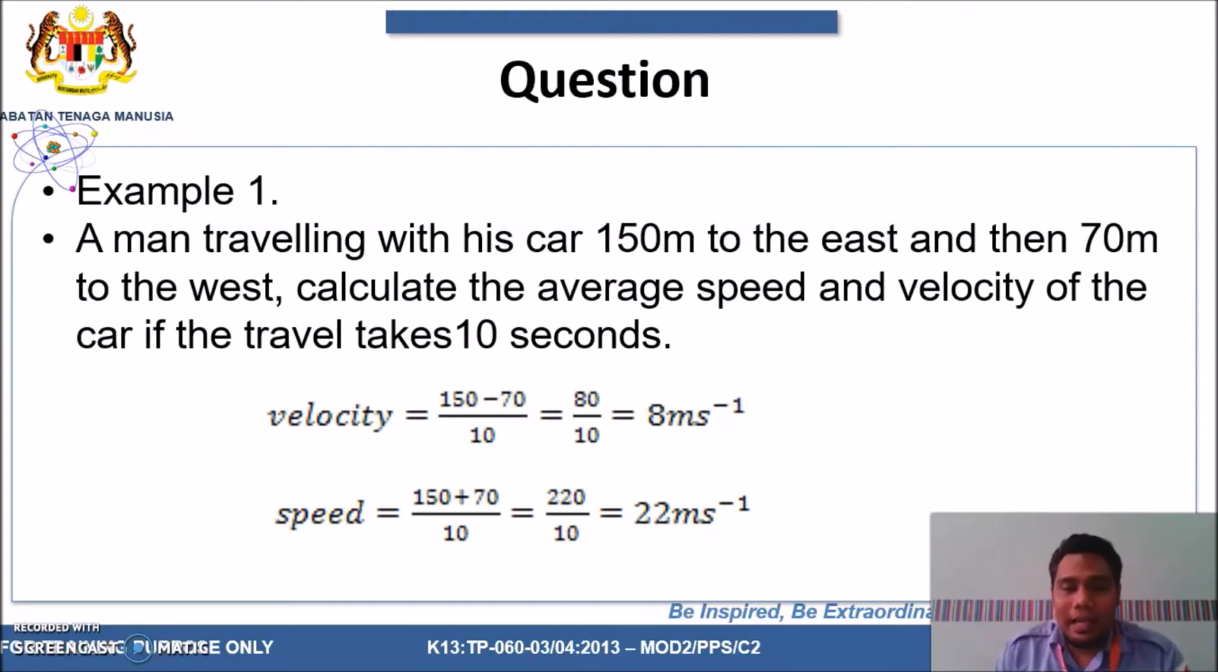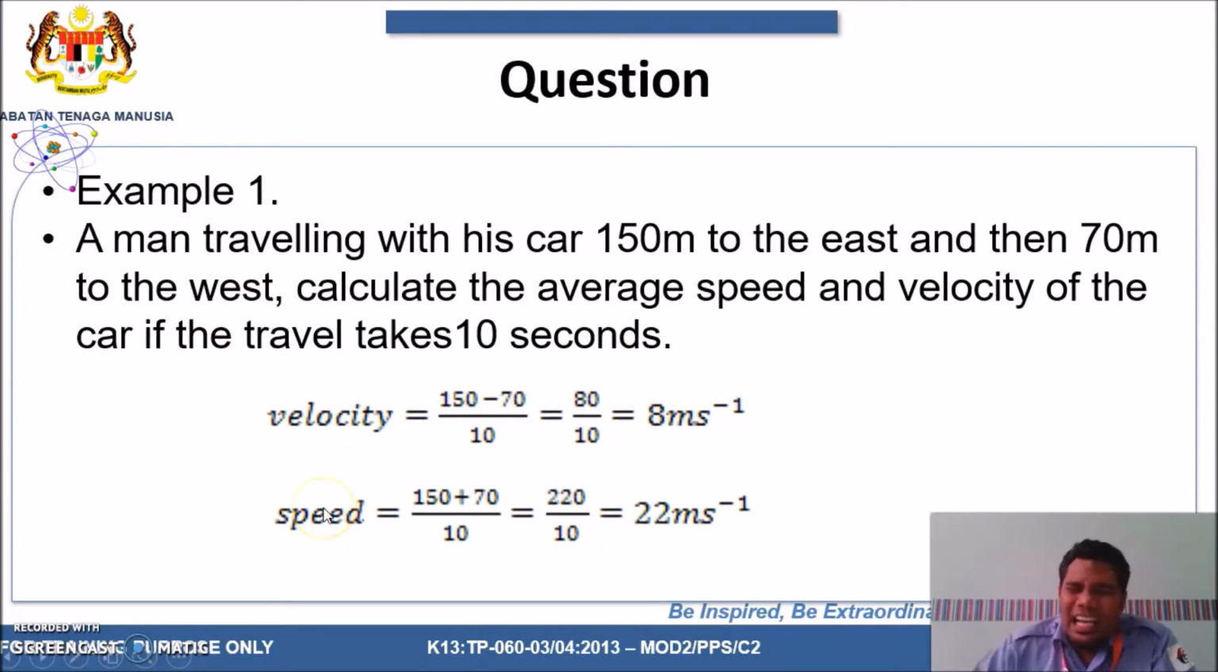Okey, kena beza. Kita nak calculate speed dengan velocity. Apa maksud speed? Apa maksud velocity? Speed is rate of change of distance. Velocity is rate of change of displacement. Kalau velocity kita kena ambil 150 minus 70, sebab first dia pergi ke east 150, lepas tu dia patah balik 70 meter ke west. So 150 ke kanan and then tolak 70 ke kiri. So displacement dia ialah 80. 80 per 10 dapat 8 meter per second.